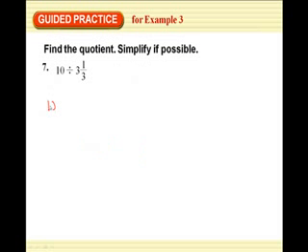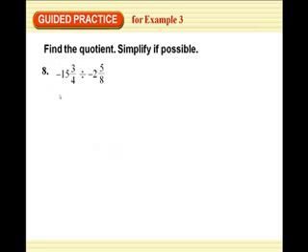This is 10/1 divided by 10/3. First fraction stays the same, change to multiplication, flip it over, 10s cancel, 3/1, which is 3.